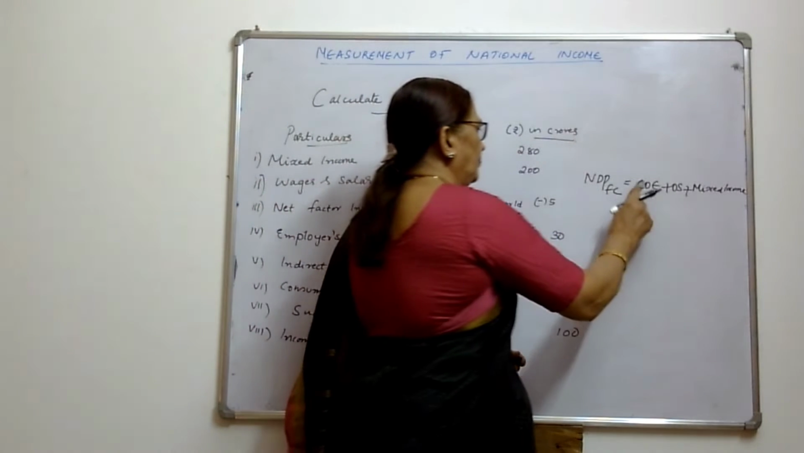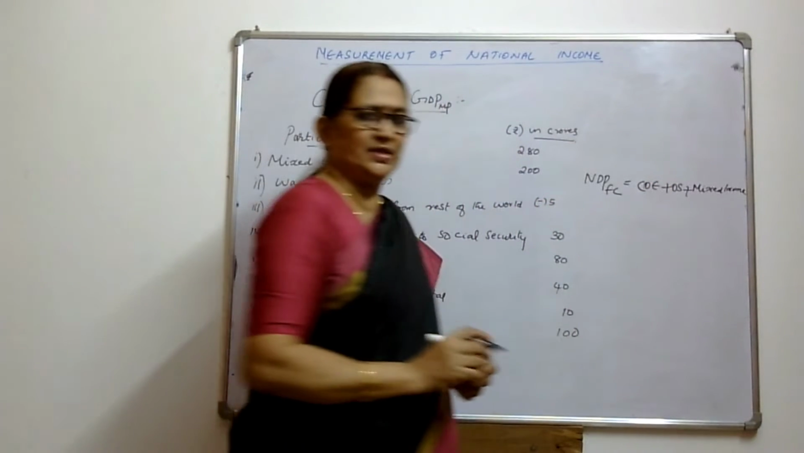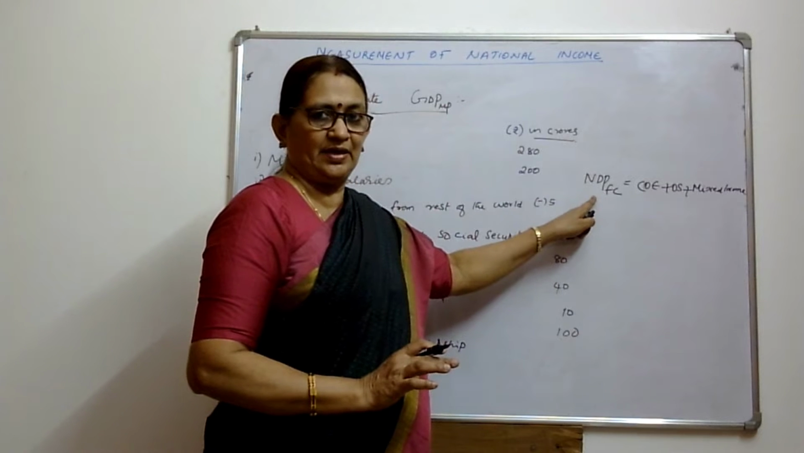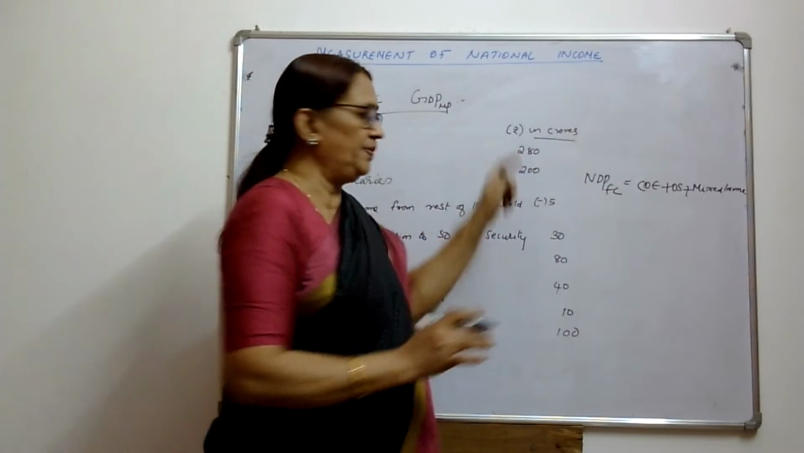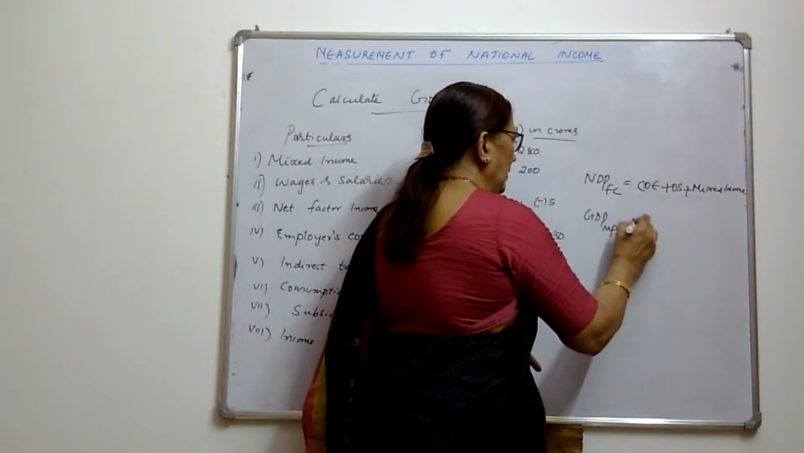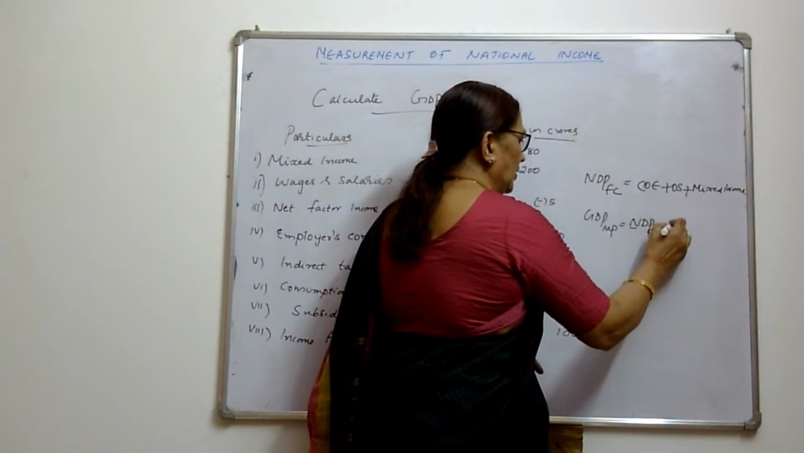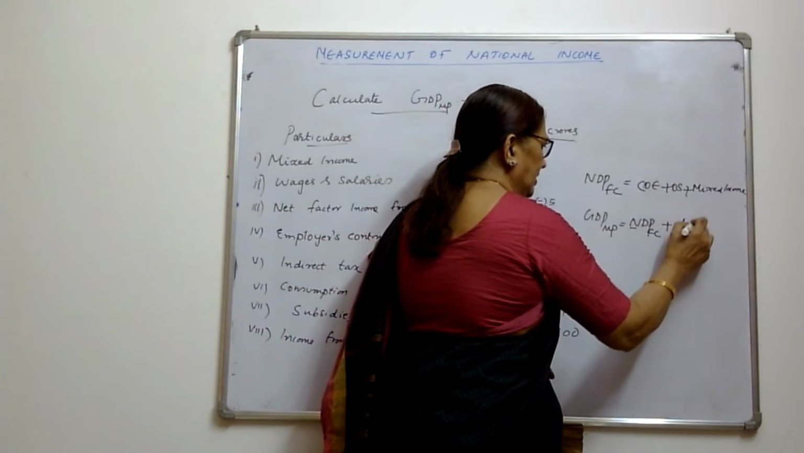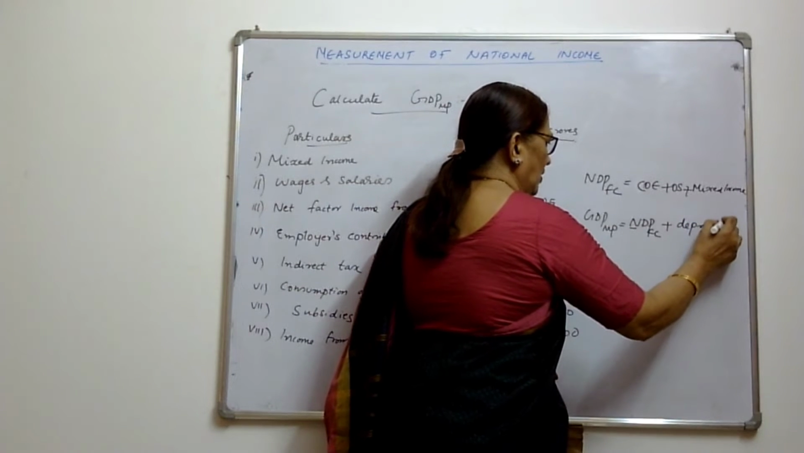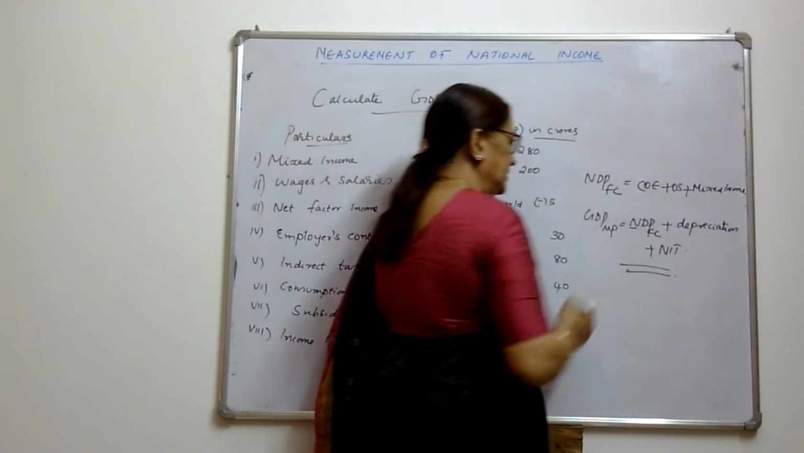Compensation of employees plus operating surplus plus mixed income, we will get domestic income or NDP at factor cost. So in order to get GDP at market price, GDP at market price is equal to NDP at factor cost. We have to make this net concept gross, so plus depreciation. So we will get GDP at factor cost plus net indirect tax. We will get GDP at market price.